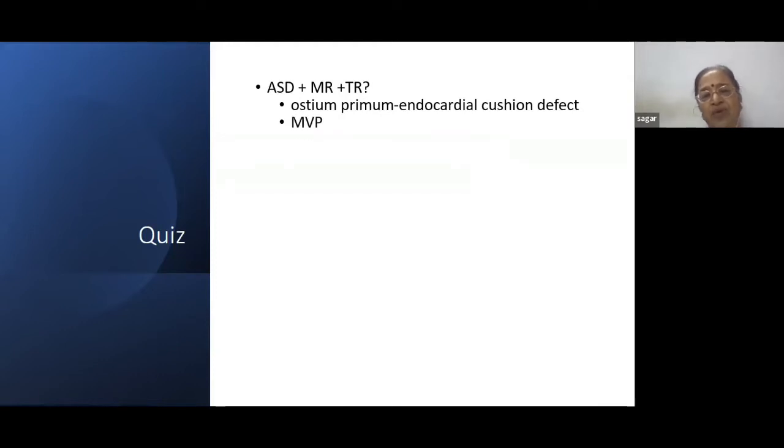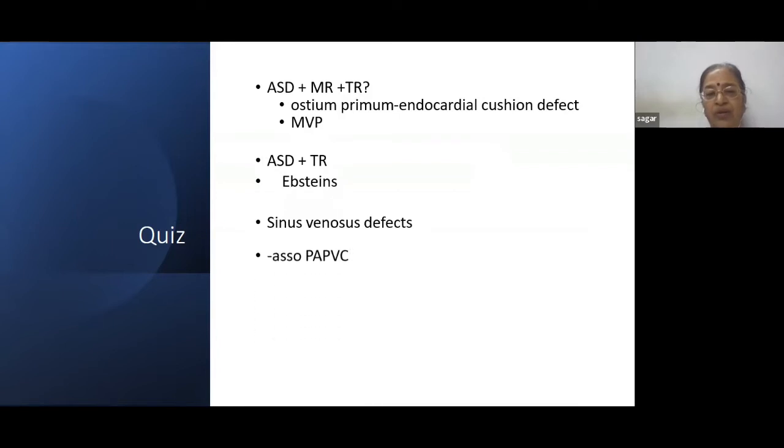You can also get MR or TR, which is giving rise to this. ASD with TR: when you get an ASD with a TR, that's an Epstein's anomaly, when you get a TR and then there is a shunt which is right to left. Sinus venosus defects: what do you get with them? You can get an associated PAPVC, partial anomalous pulmonary venous drainage, can come.